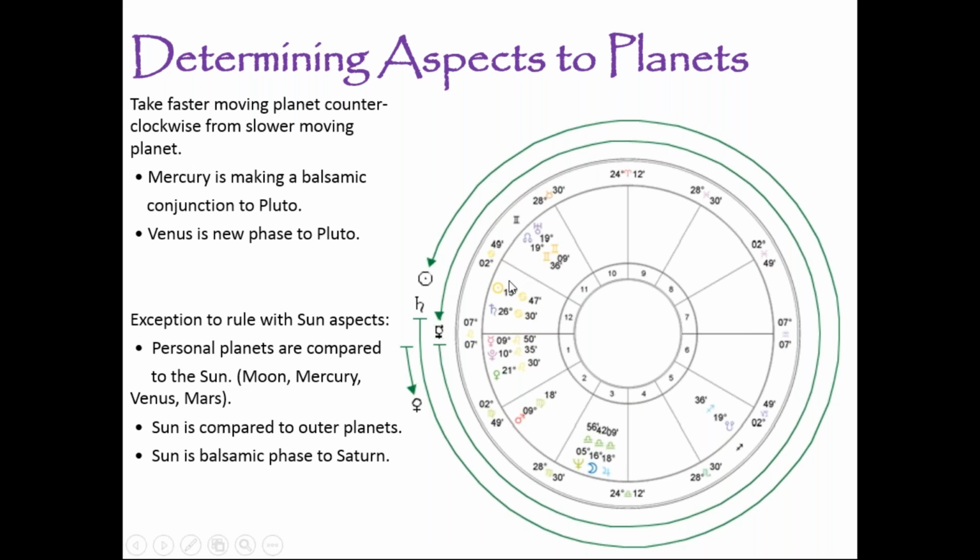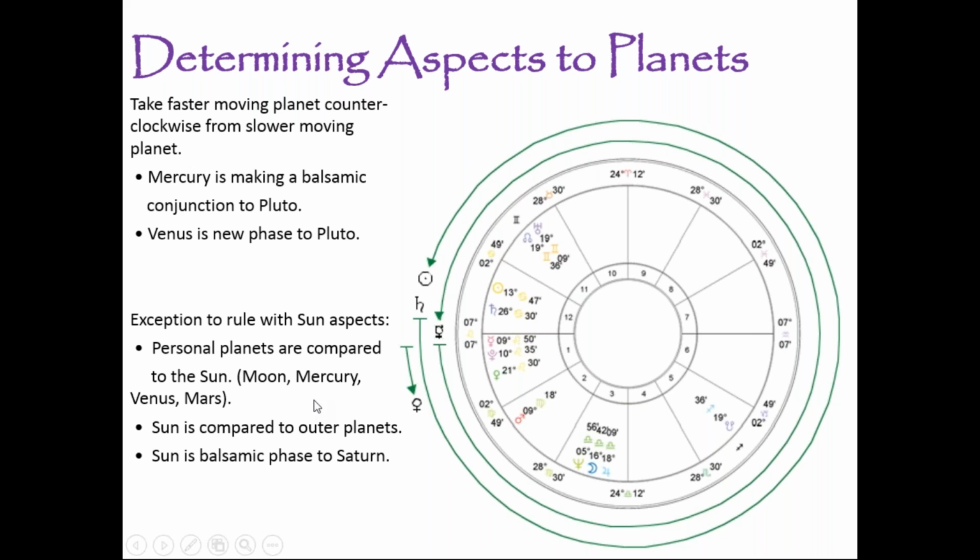In other words, I make the sun the starting point in regards to Moon, Mercury, Venus, Mars. And I compare the sun to the outer planets. So I make the outer planets the starting point when the sun is involved. Jeffrey said all planets were compared to the sun. Pluto was compared to the sun.